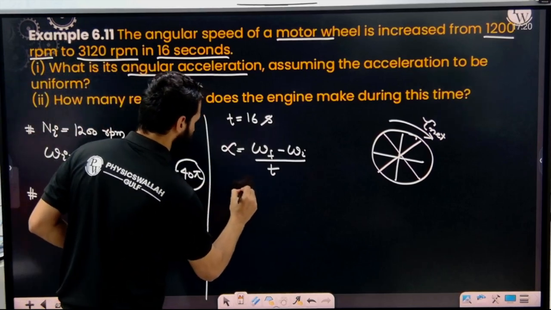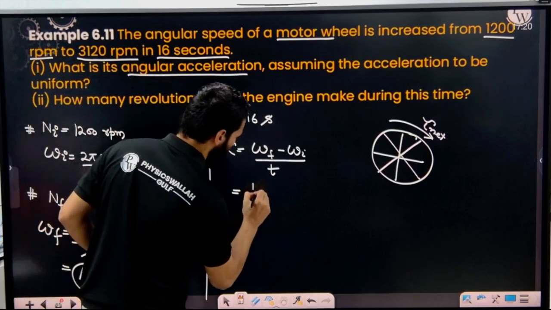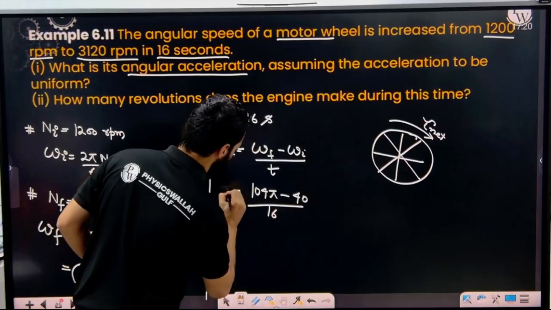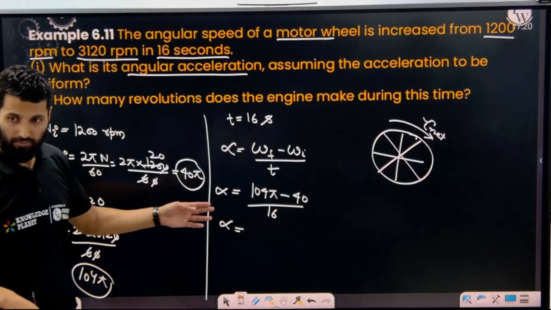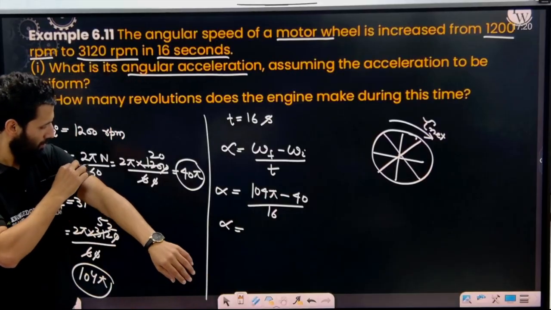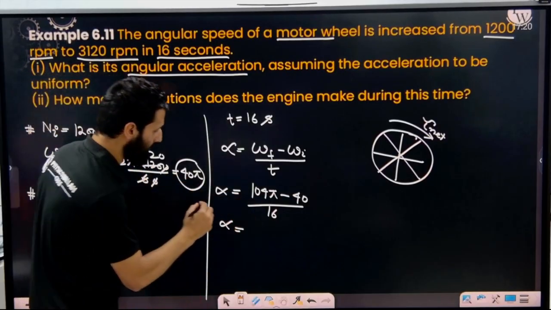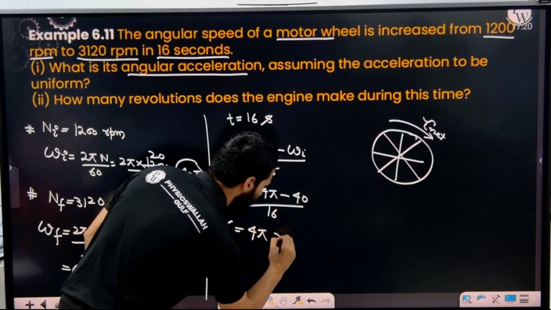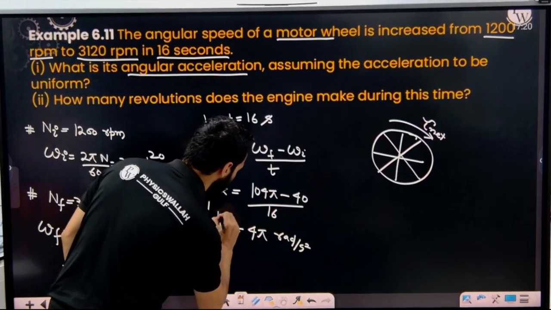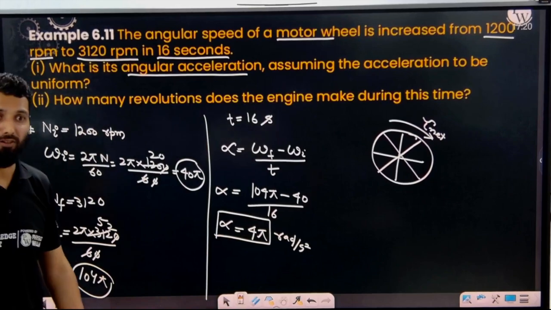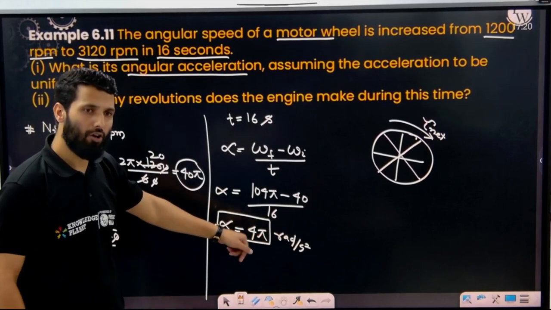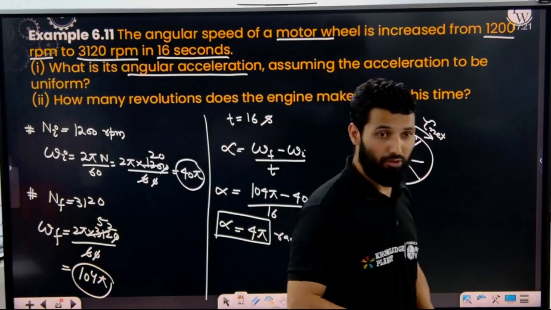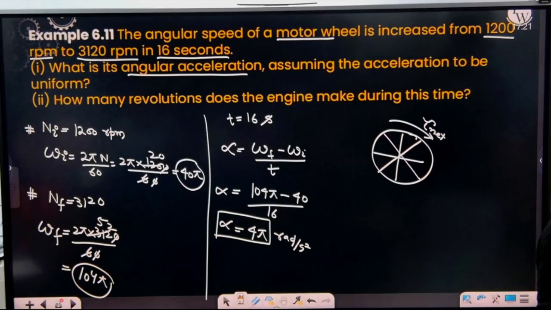Tell me what is omega f? 104 pi, minus 40 pi. How much time? 16 seconds. Can you tell me alpha? 104 minus 40 is 64, 64 by 16 is 4. So it's 4 pi radians per second square. This is its angular acceleration. Is there any t here? No. So is it constant? Yes, it's constant angular acceleration, not constant angular velocity. Velocity is increasing. Do you understand? Yes.